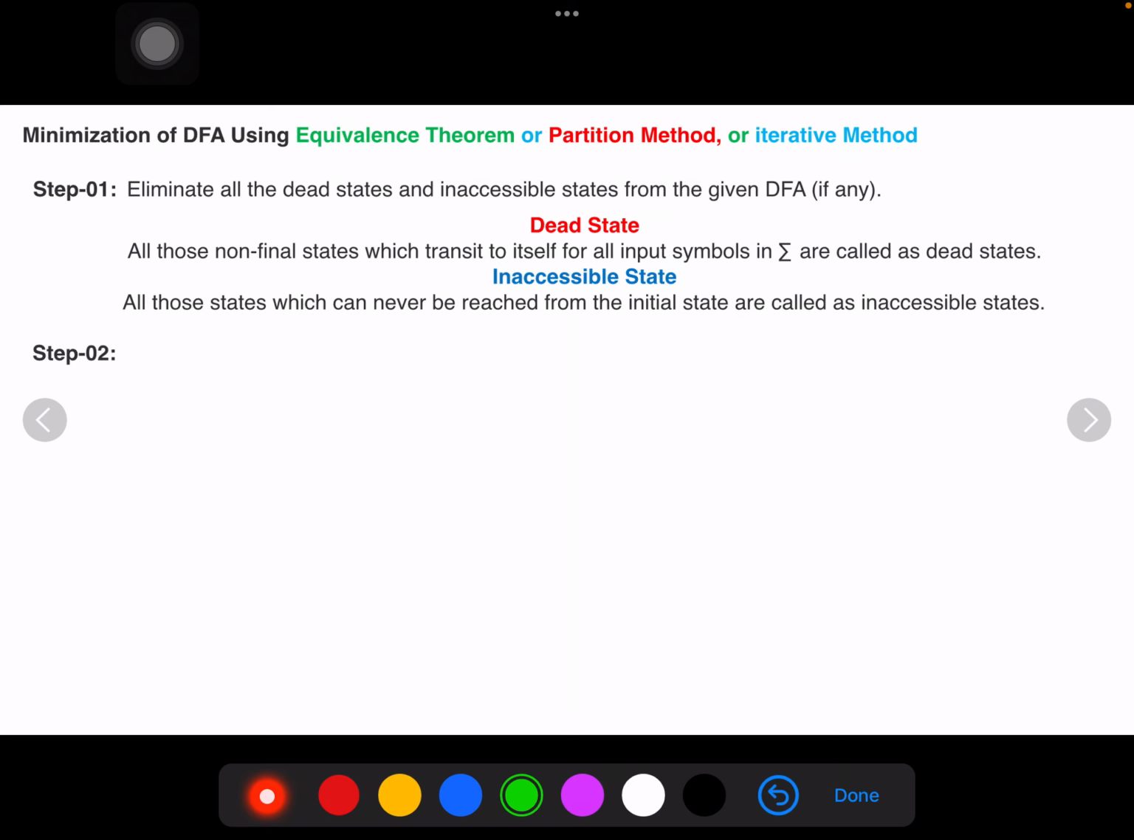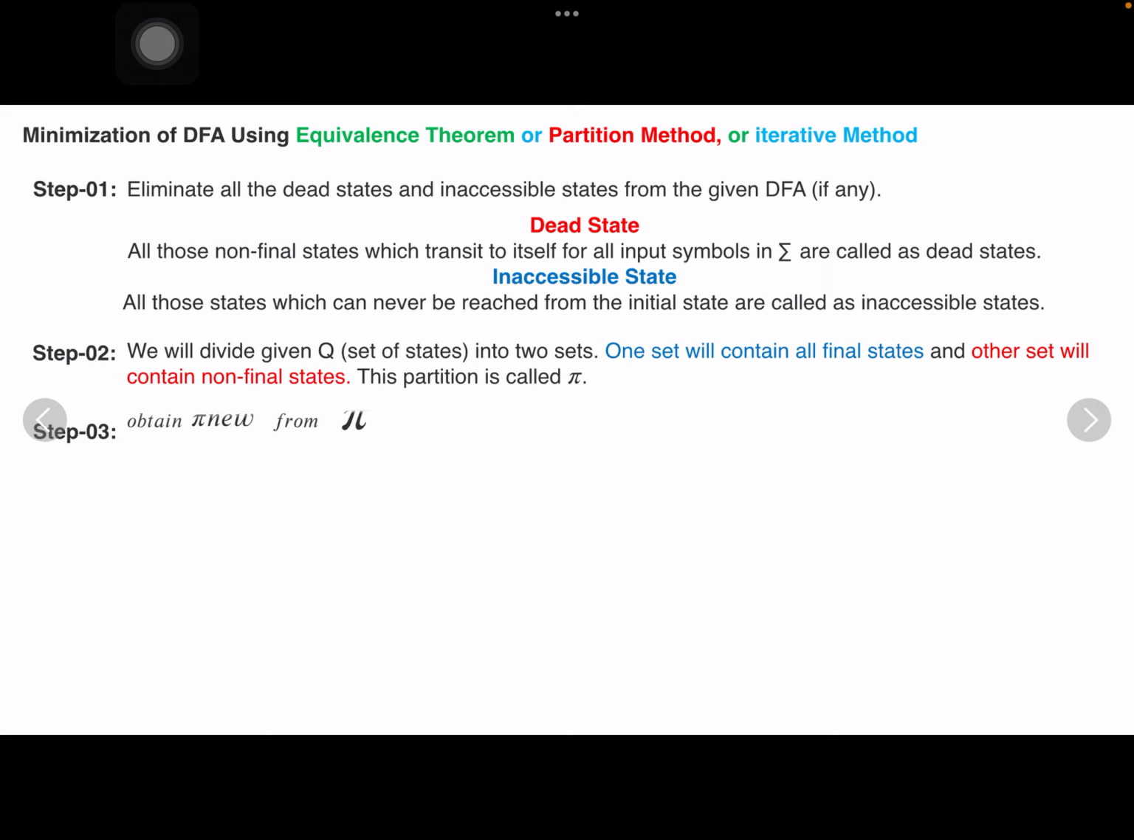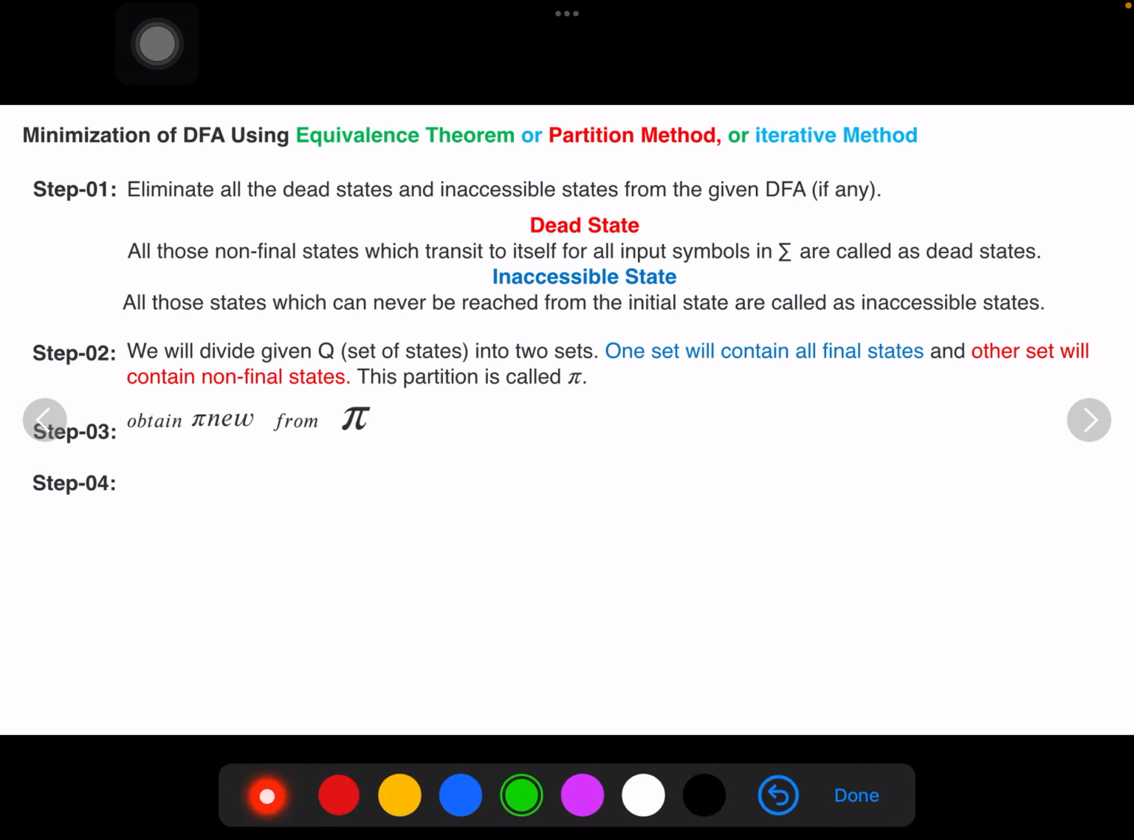Step 2, you have to partition. We will divide the given set of states into two sets. One set will contain the final states, and the other set will contain the non-final states. This partition is called pi, and these two sets are assigned to pi. Step 3, compute pi new from pi. Step 4, once you obtain pi new from pi, you have to compare these two, pi and pi new.